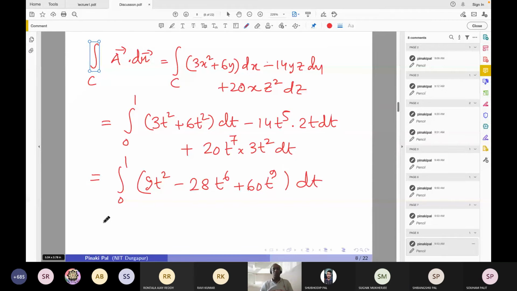The thing is that in most cases we have to use the equation of the curve, space curve or the line, to convert the integral in terms of a single variable. So this we will do every time.